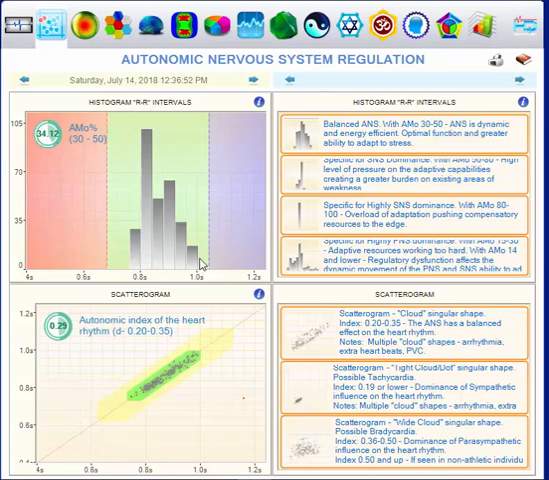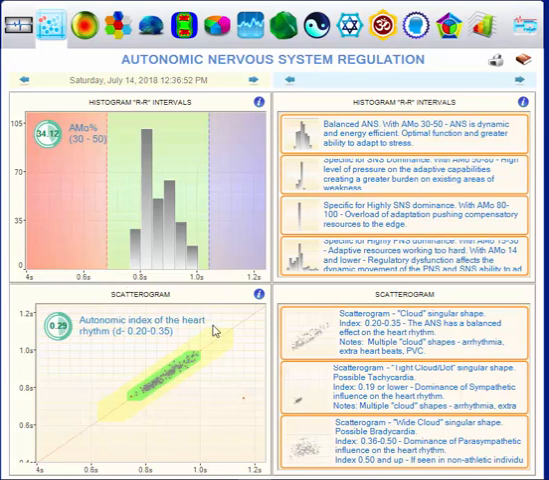The second one, we want to see in the green zone. The green zone indicates that heart rate is normal. If it's moving more into the red, it's more tachycardia. If it's moving more to the blue line, it's more bradycardia. Next step, we're looking at the scatterogram.